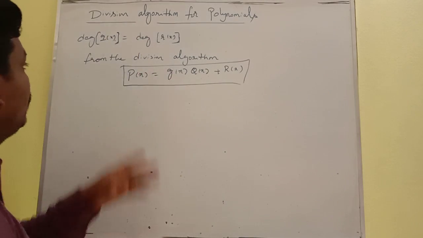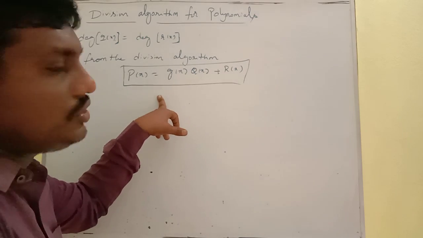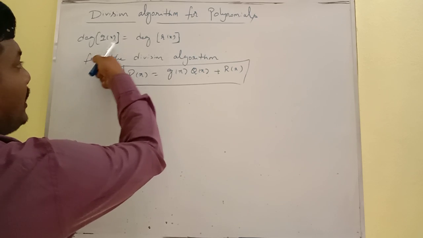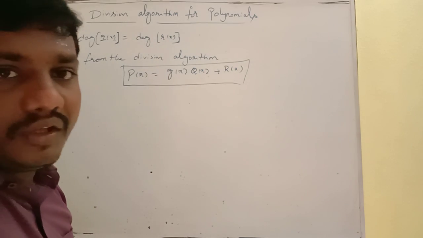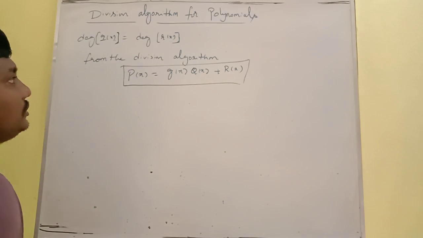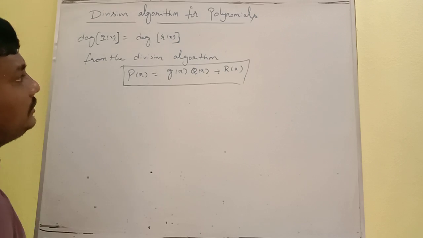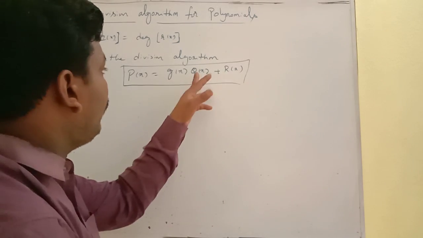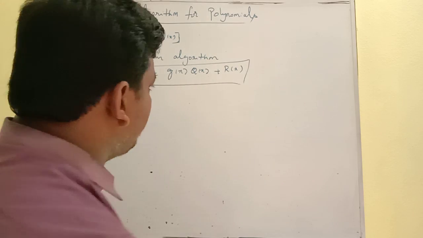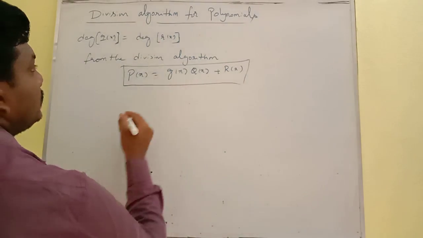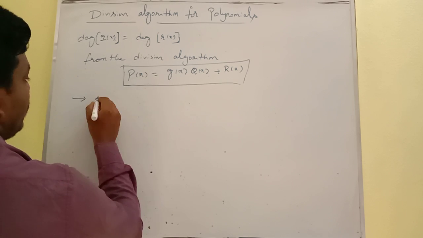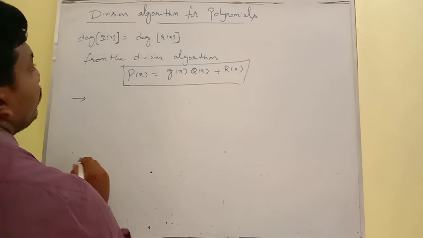From the division algorithm, p of x is equal to g of x into q of x plus r of x. Now here the q of x degree is equal to the r of x degree. Actually these two are independent, because there is no condition for q of x degree and r of x degree. So by observation, there is no relation.